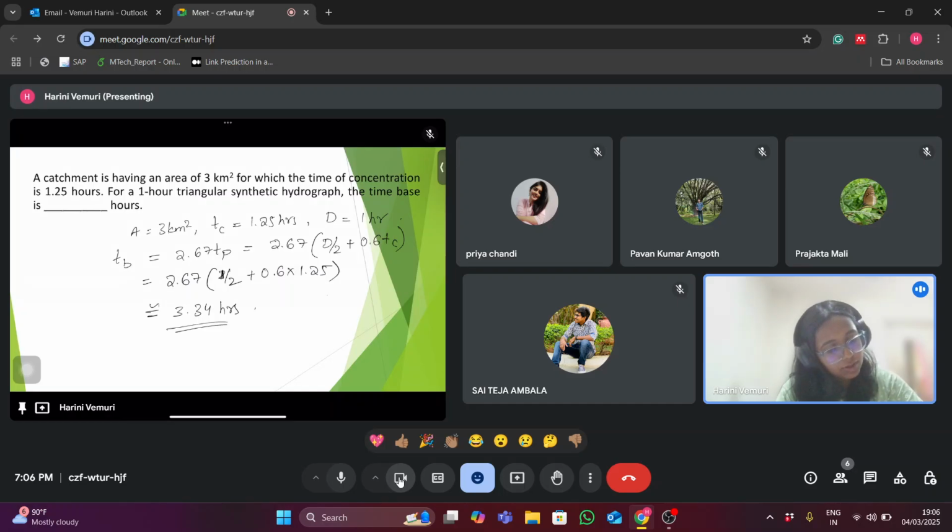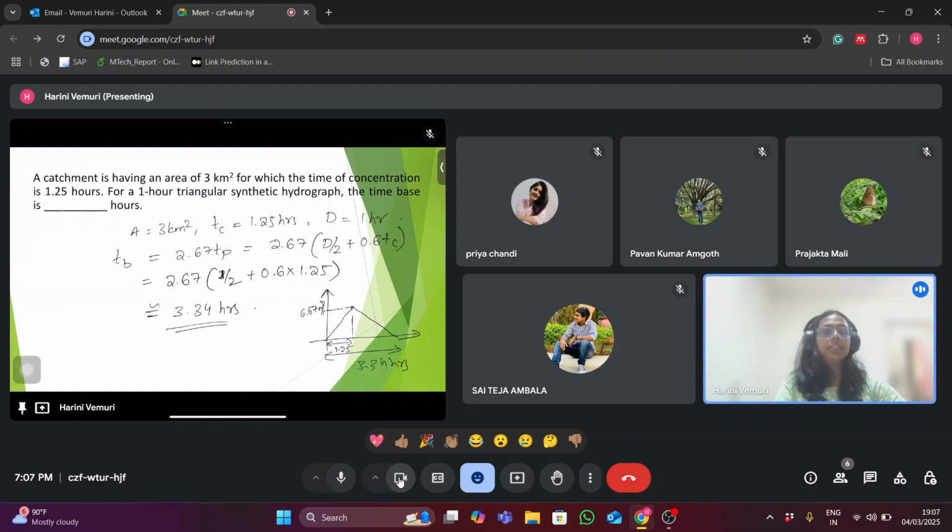So now that we know this, how can we construct the unit hydrograph? Okay, so we know the total base time is 3.34 hours and the time to peak is 1.25 and the peak value is 6.67 meter cube per second. So this is how our triangular synthetic unit hydrograph will look.